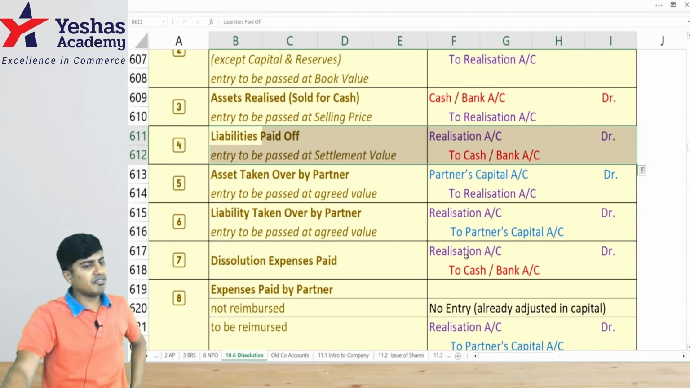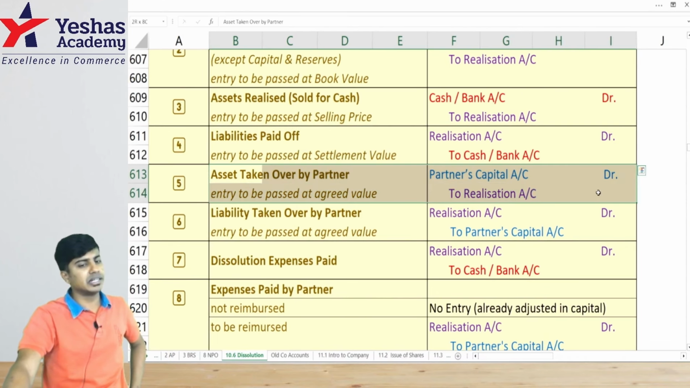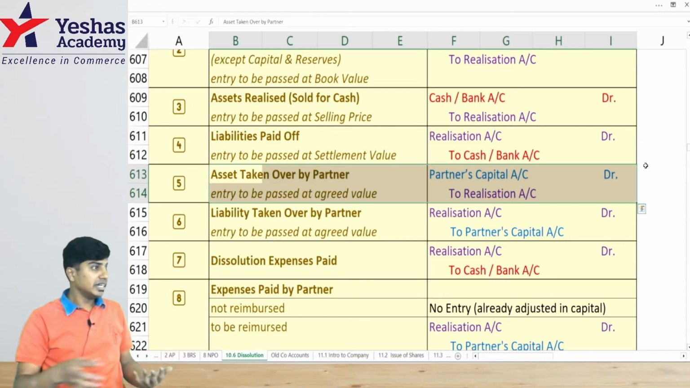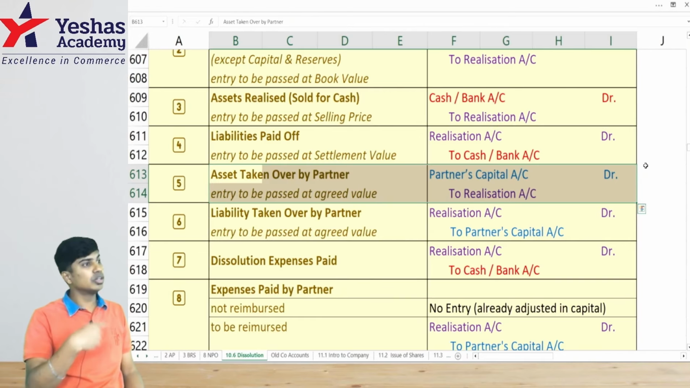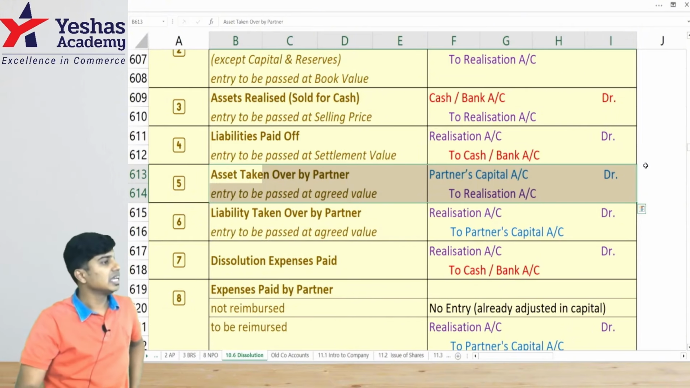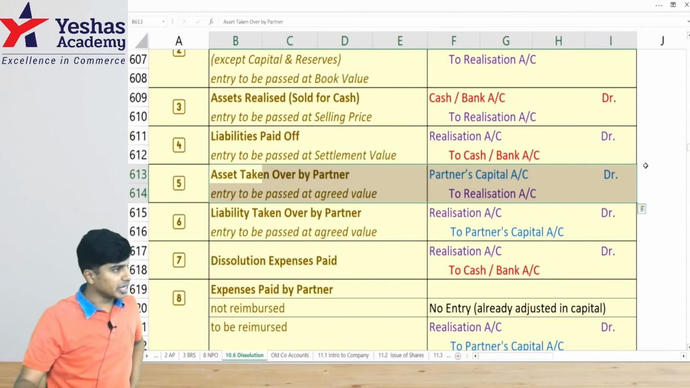After that, what if any of the asset is taken over by a partner? We should pay the cash to the partner. Instead of us paying cash to the partner, he takes over our asset. So we don't have to pay him so much money. His capital will decrease. Entry will be partner's capital account debit to realization.